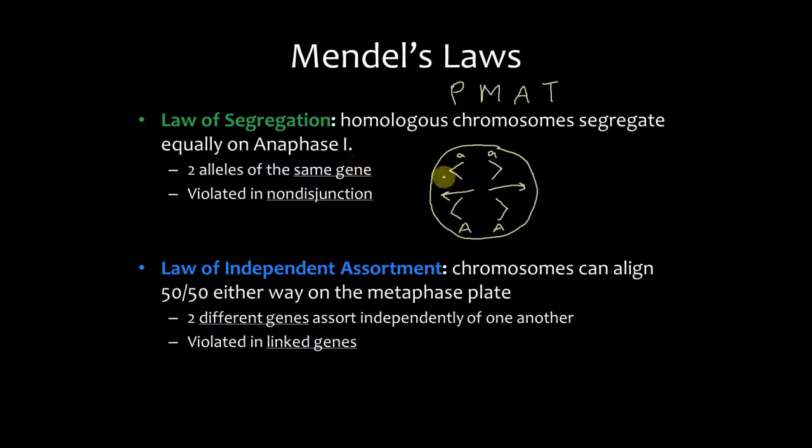So non-disjunction is where this segregation simply doesn't happen correctly. Like, let's say instead of these two going over to that side, they actually ended up going this way. That would be non-disjunction.